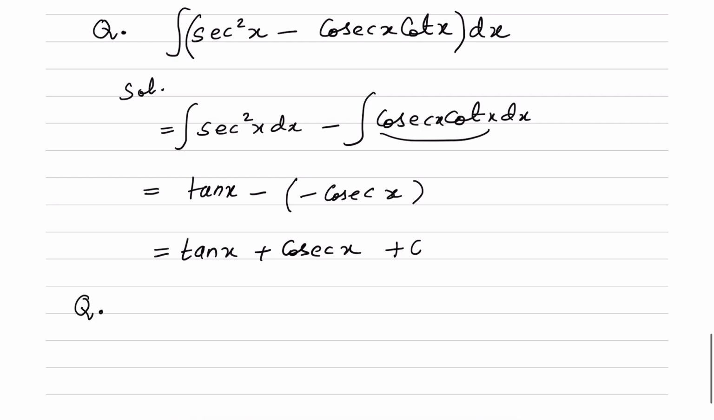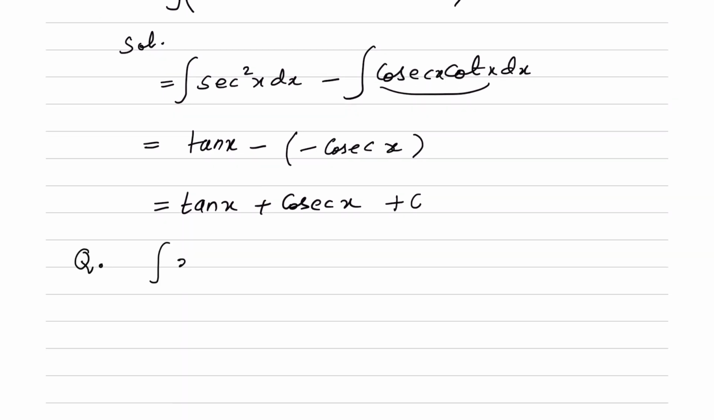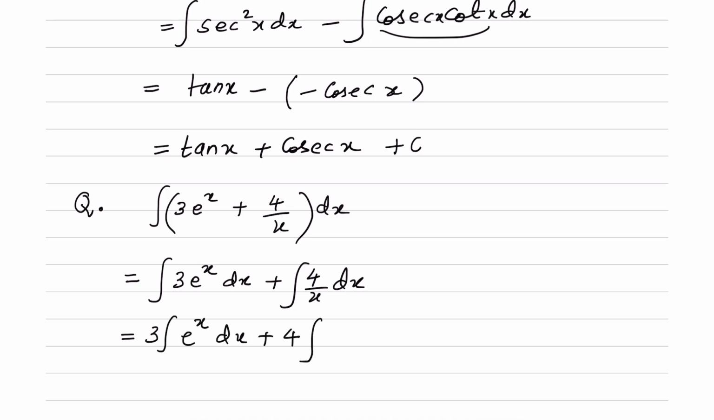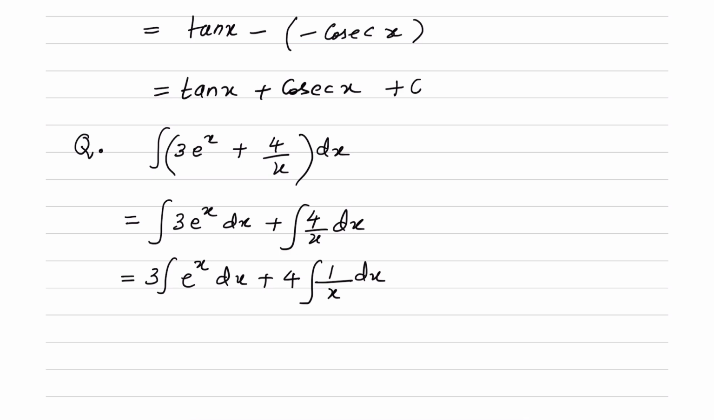Let's look at another problem. We have to integrate now 3 into e to the power x plus 4 by x with respect to x. First we will separately write this expression as 3 into e power x dx plus 4 over x dx. This 3 is the constant. We will take it outside of the integral sign. 4 is also a constant. Taking it outside, we have here 1 over x dx inside. Now the integration of e power x is e power x, plus 4, and the integration of 1 over x is ln x plus some constant.